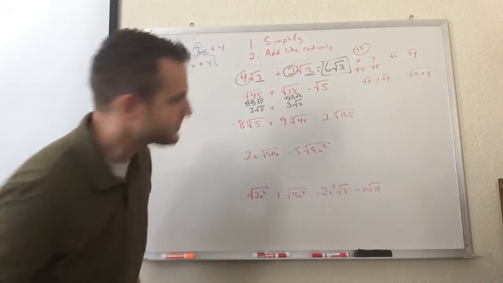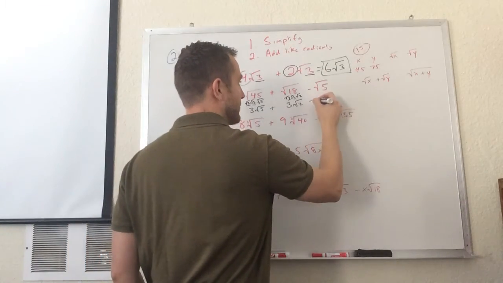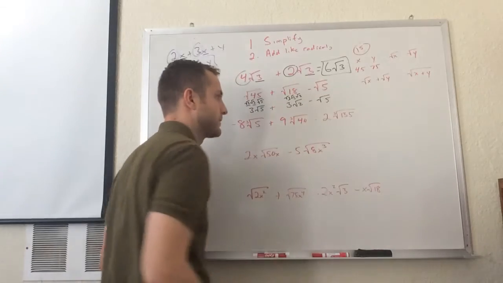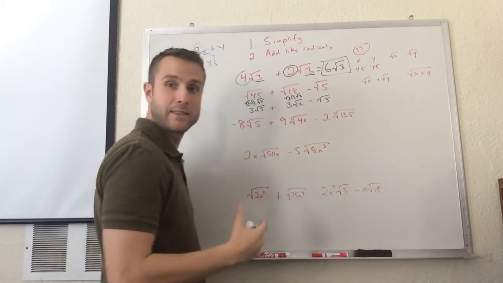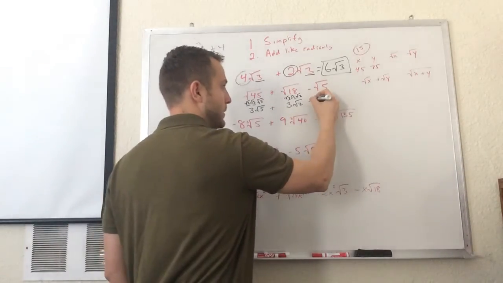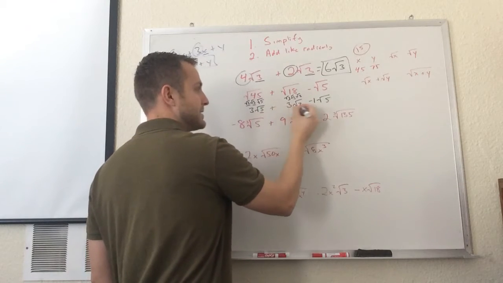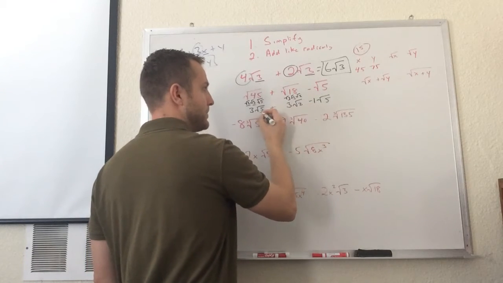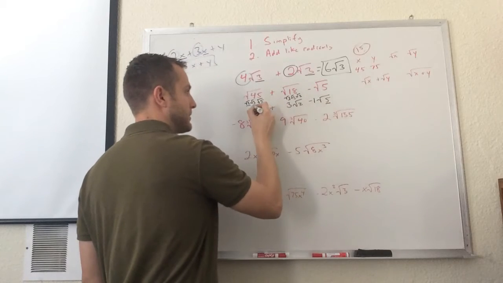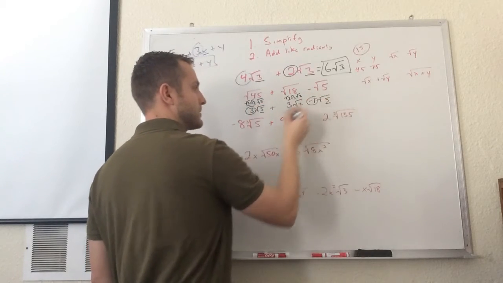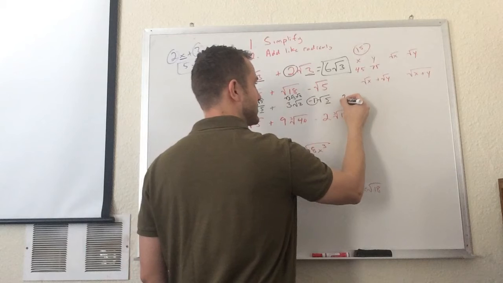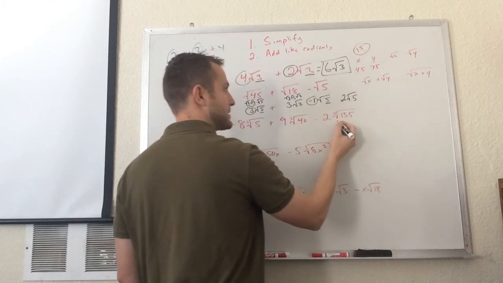Next, I have square root of 5. I can't simplify that. Remember, if there's nothing in front, I put a 1 in front, so I'm going to put a 1 here. This is not like this, so I cannot add them. This and this are like this. They both have the square root of 5. I add the numbers in front. 3 and negative 1 makes 2. I leave the square root of 5 the same.